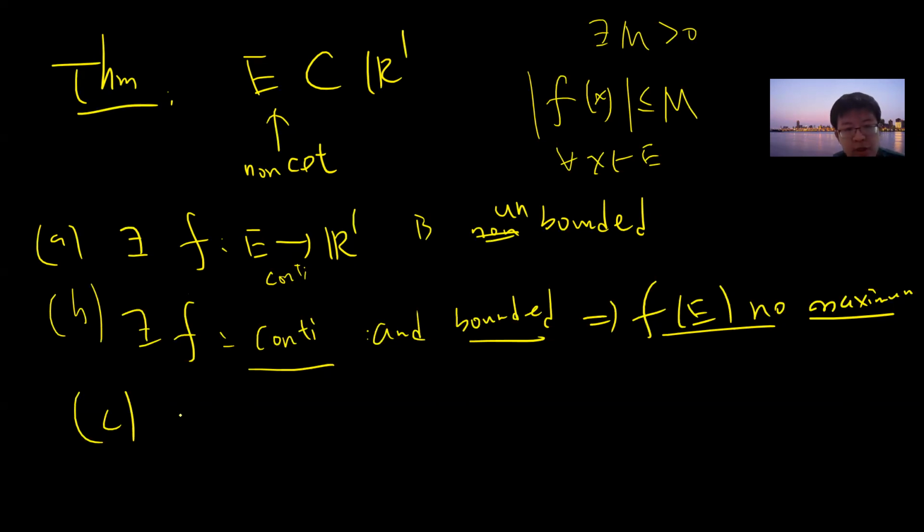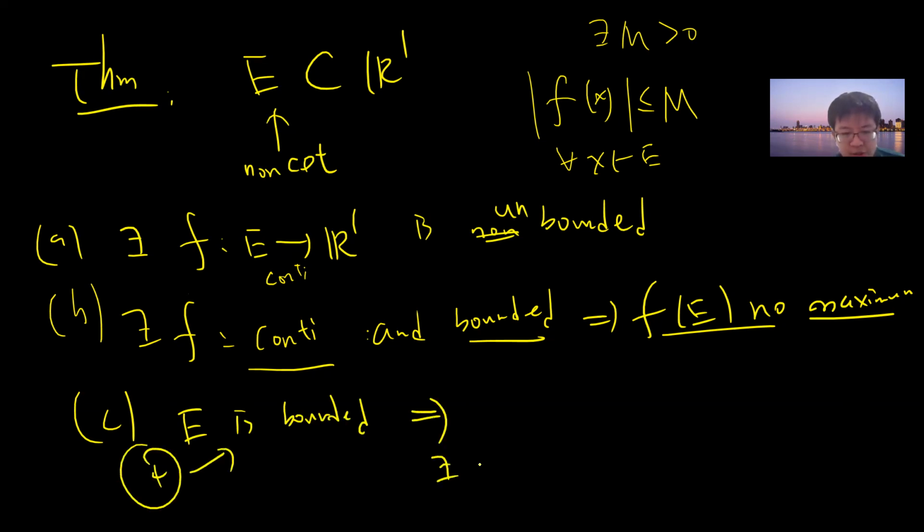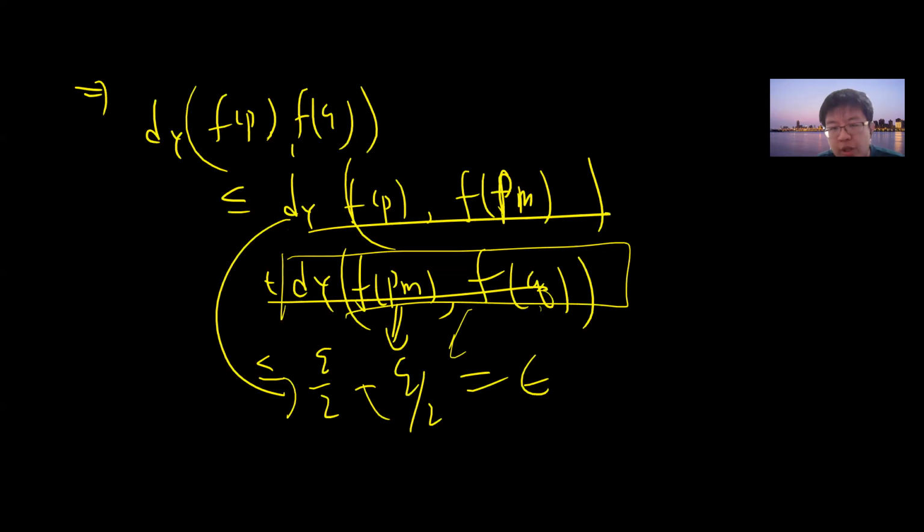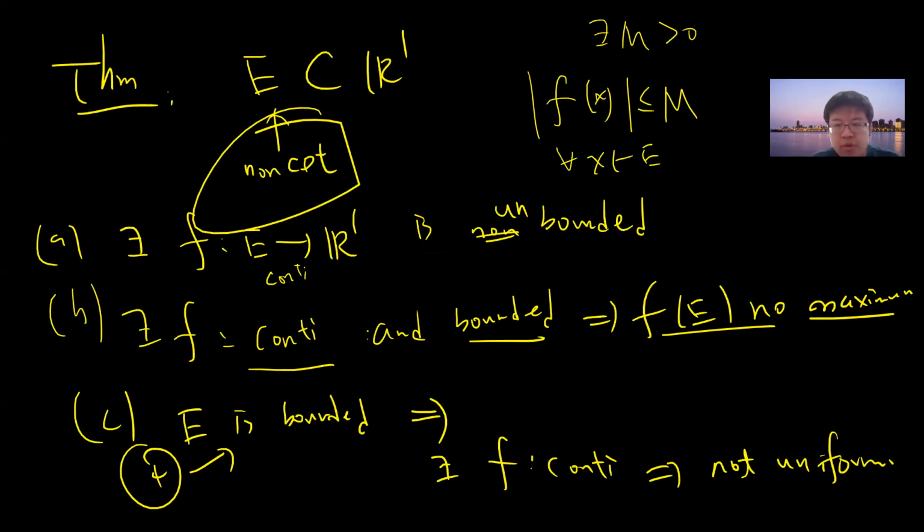Okay, so suppose you add a condition such that E is bounded. If you add the condition that E is bounded, there still exists some f which is continuous but not uniformly continuous. Which means that compactness is really necessary in all these statements. If you do not have compactness, then most of the good properties and theorems that we proved fail.